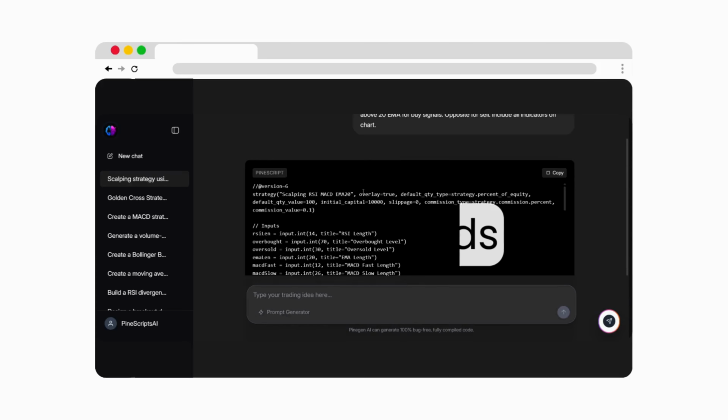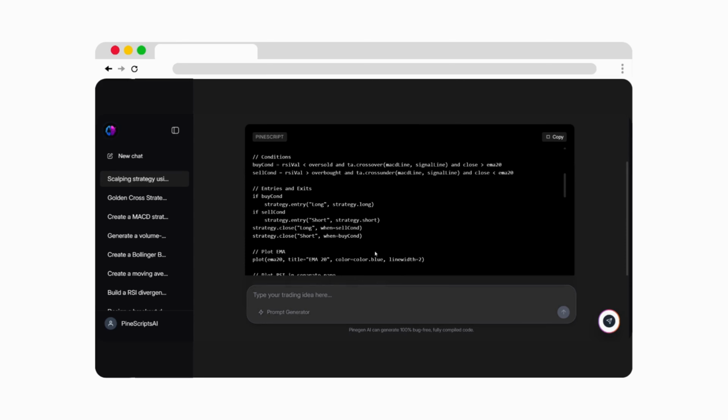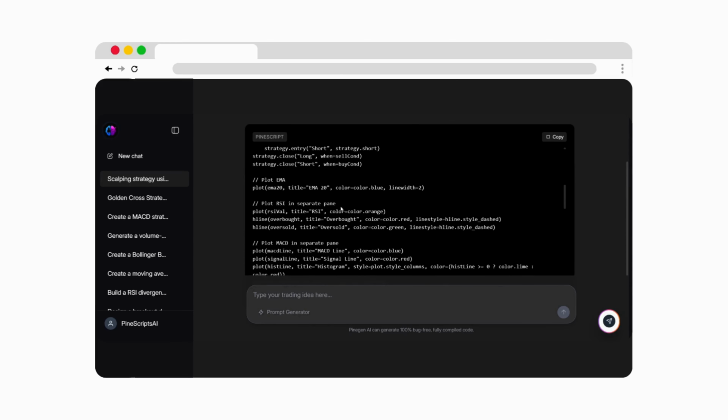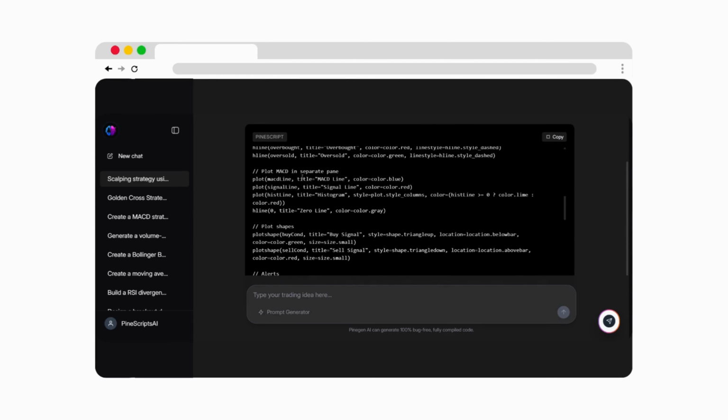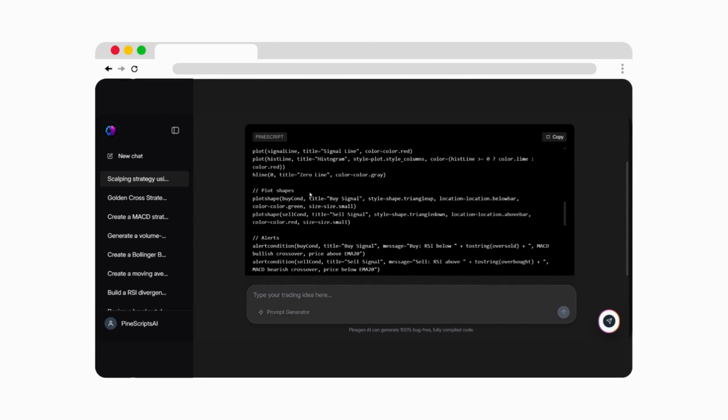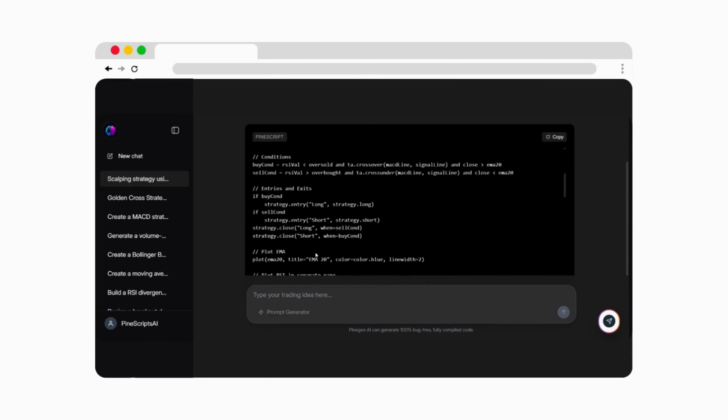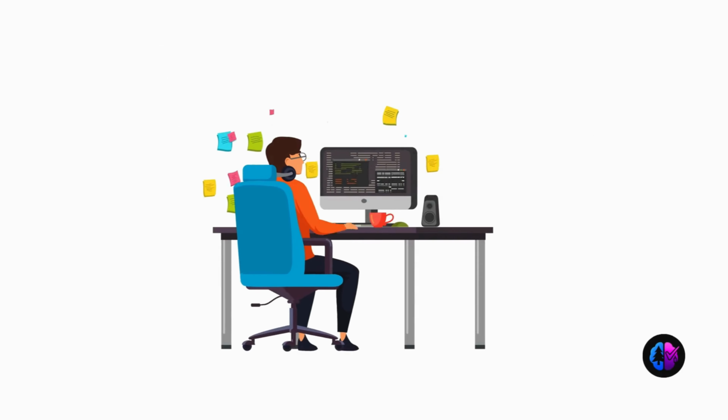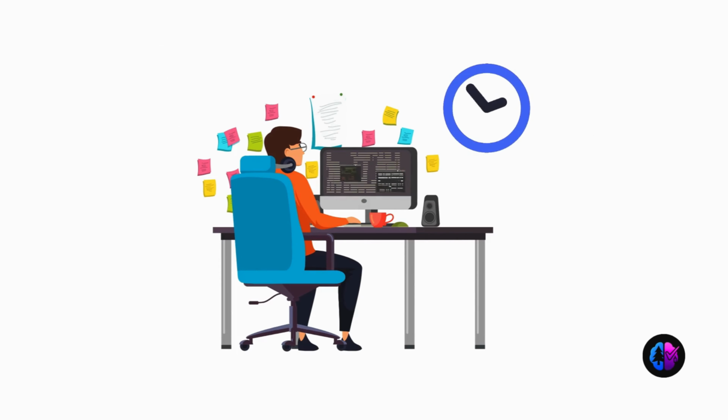6 seconds this time. Look at this complexity, RSI oscillator, MACD histogram with signal line, exponential moving average, and perfectly coordinated buy and sell conditions. This would be a multi-hour project traditionally.